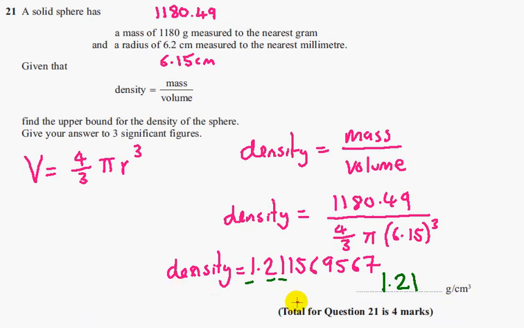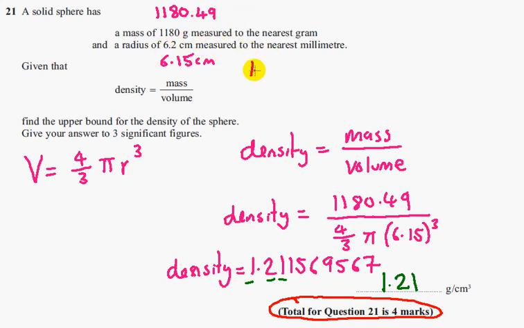Now question 21 is for 4 marks. And the first mark is for rounding the mass or the radius to the lower bound or the upper bound. Okay, so if you've rounded the mass to the lower bound by mistake, that's absolutely fine. You still get the first mark, or the upper bound, or the radius to its lower bound or upper bound, you get the first mark.